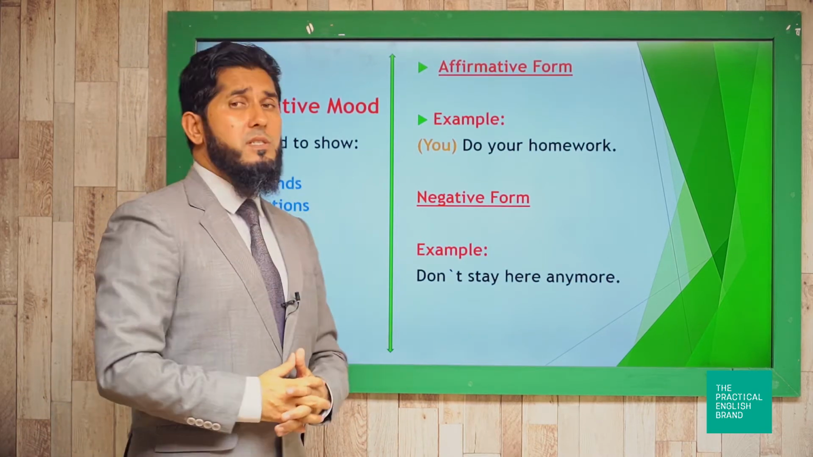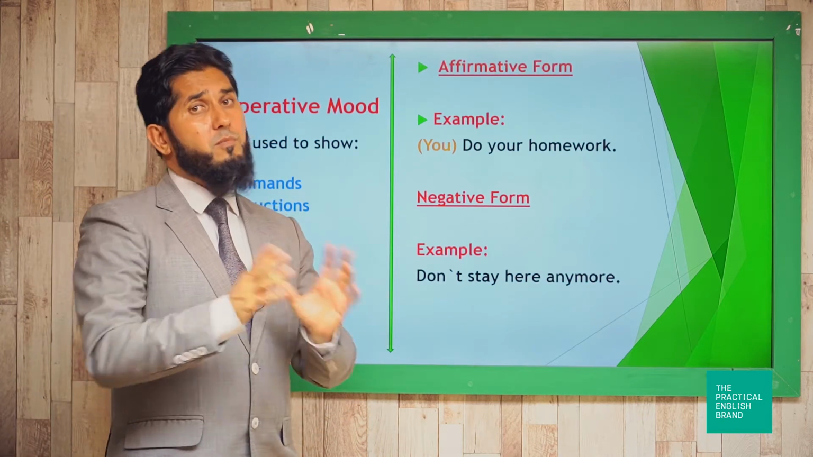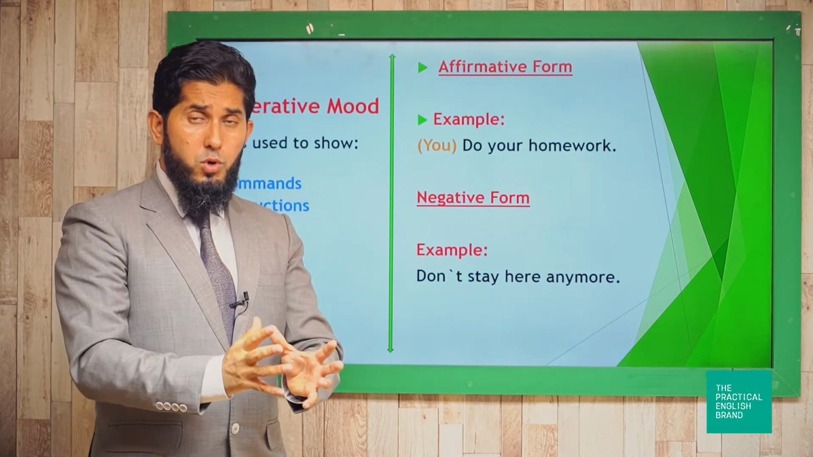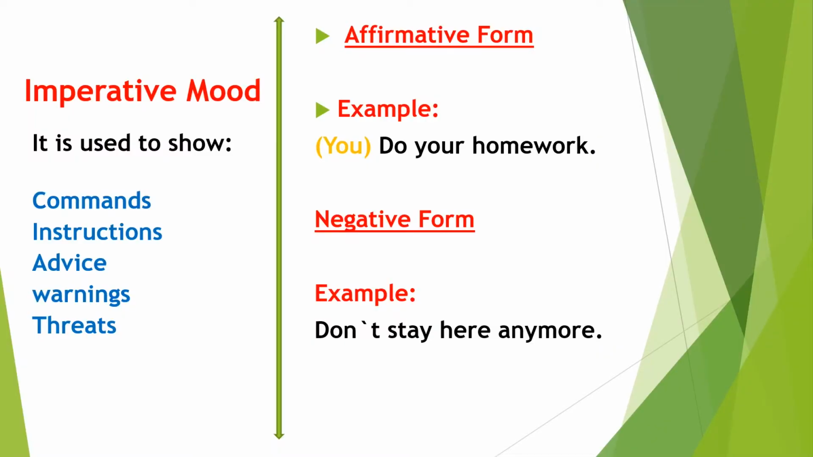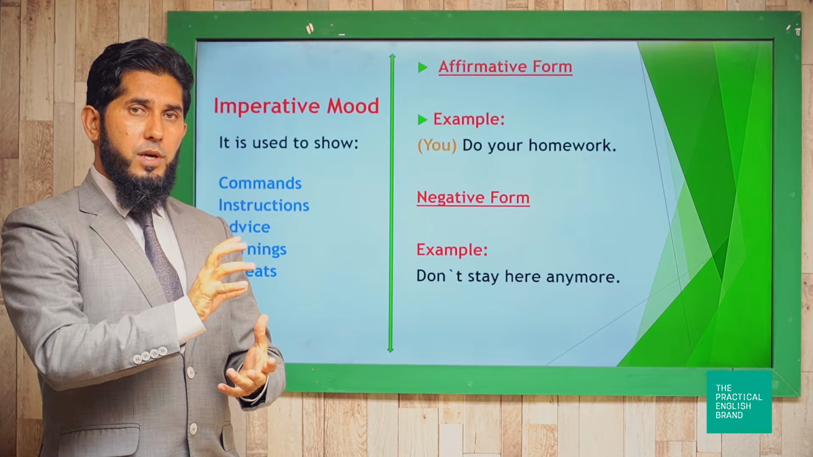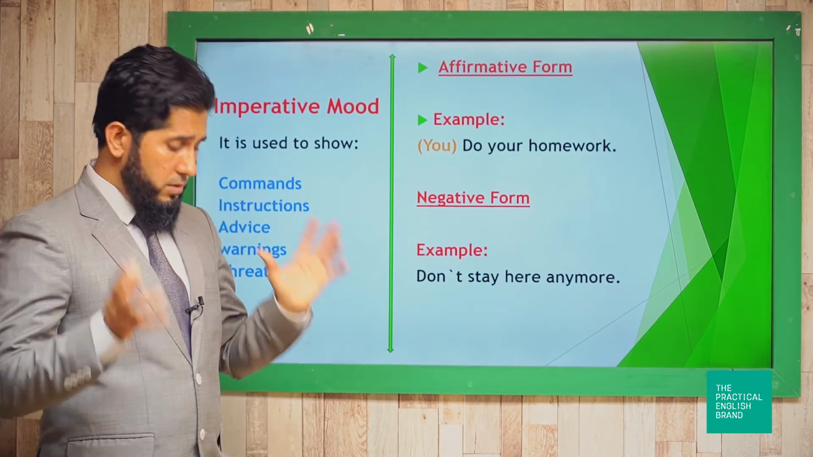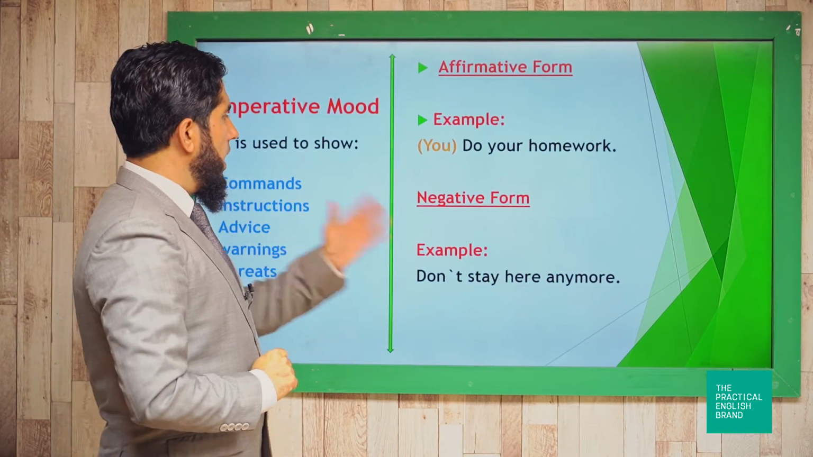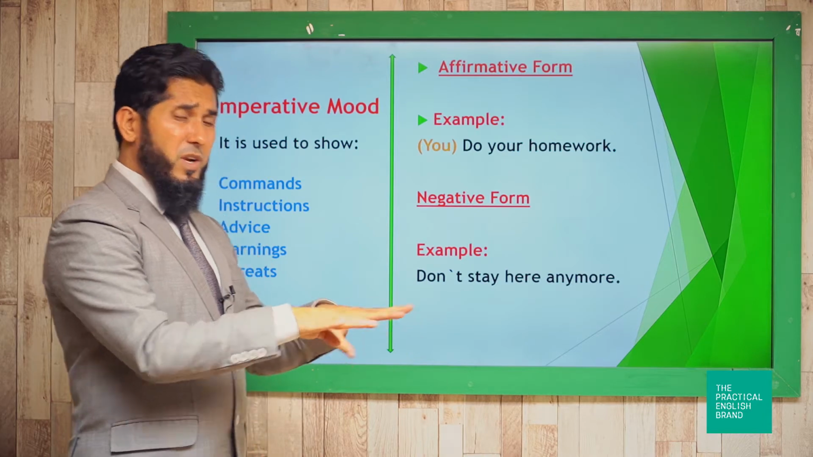So affirmative imperative sentences start with the main verb base form, and negative imperative sentences start with don't or do not and then the verb base form. Look at the first example. Do your homework. So it's a kind of command, okay? And the subject is you, but it's hidden over there, okay? So in the structure of imperative sentences, we do not mention the subject. And negative form, don't stay here anymore. Don't stay here anymore. So now it could be a command, depending on the situation.